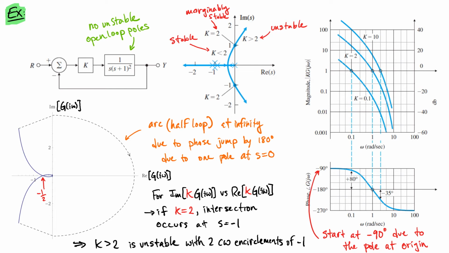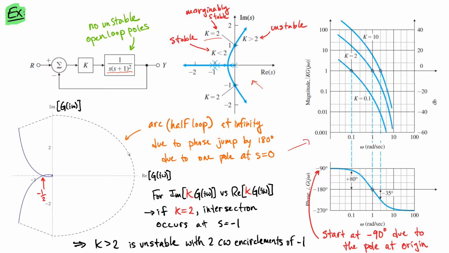Following our discussion about arcs at infinity, this is an example to demonstrate that, and this is an example that we started off this class with, where it has one open loop pole at the origin, and two open loop poles at -1. And so we saw this root locus diagram before, and we know that at k equal to 2, this system becomes marginally stable, and then once k is bigger than that, it becomes unstable.